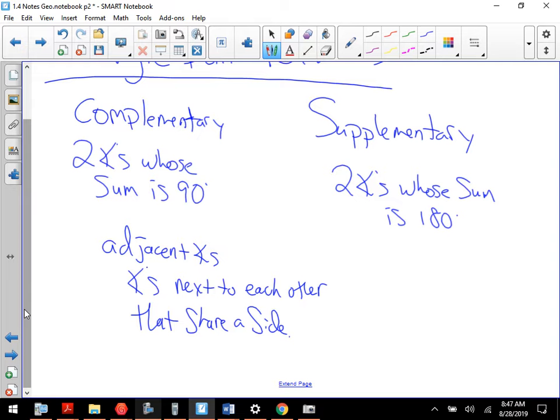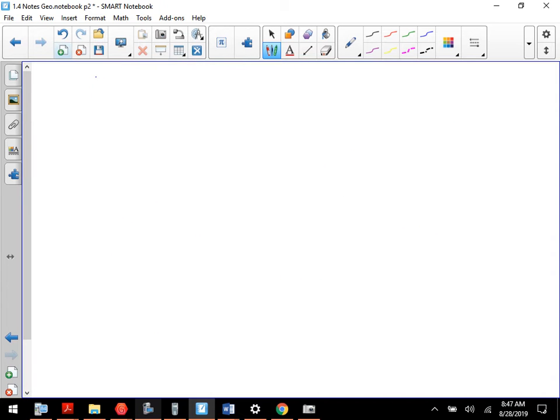Same thing with supplementary. Supplementary could be two angles that are next to each other that add up to 180, or it could be two angles that are not next to each other that add up to 180. It's fairly simple. The one part of supplementary that is more specific is what we call a linear pair. Linear pair. What do you think linear means? Line. And pair would be two, and since we're talking about angles, it's nothing more than two angles that create a line.